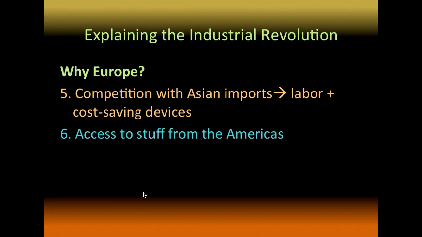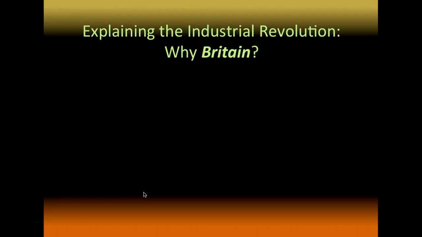Additionally, Europeans have access to goods, raw materials in particular, that come from the Americas. Minerals and other types of metals that are mined in the Americas, and other foodstuffs. So the population grows and people are getting healthier in Europe because of that, because of all of the potatoes and turkeys and whatever else, corn, all the good stuff that comes from the Americas.